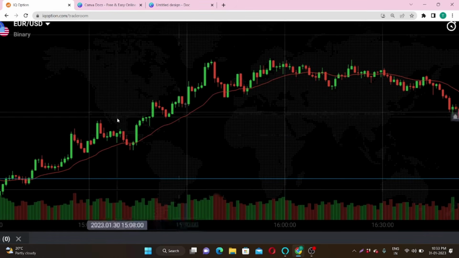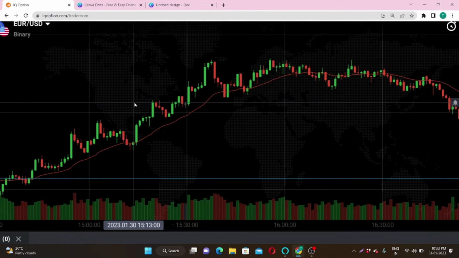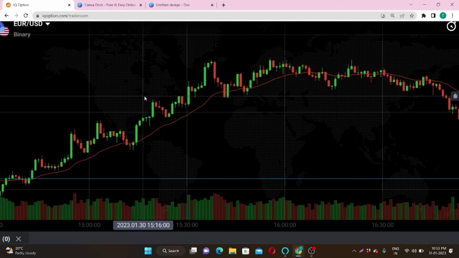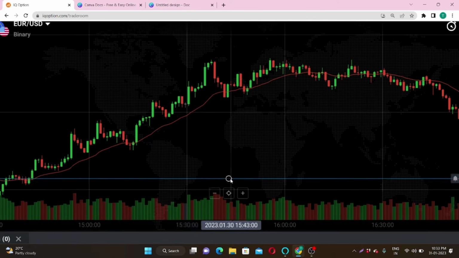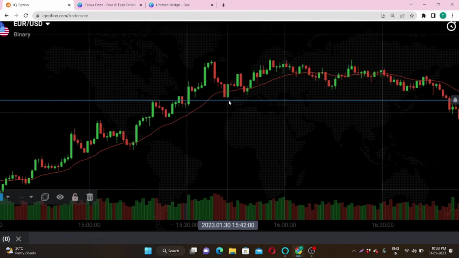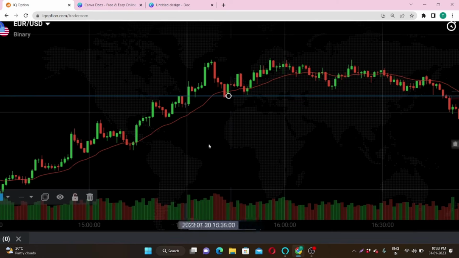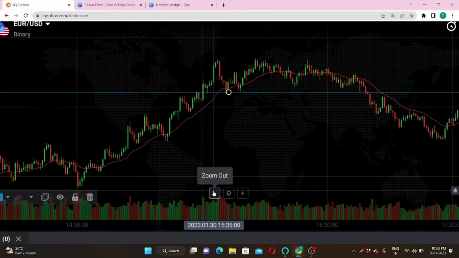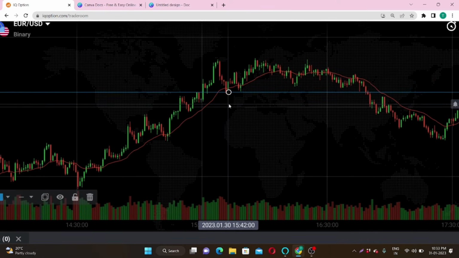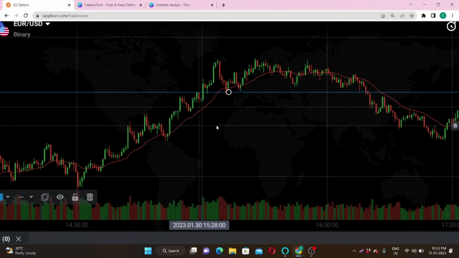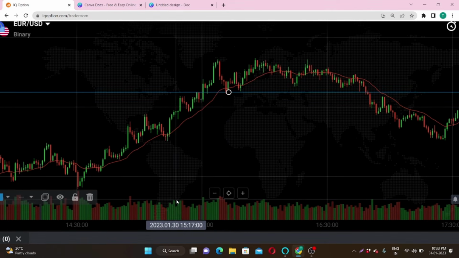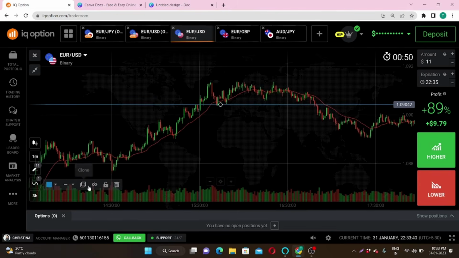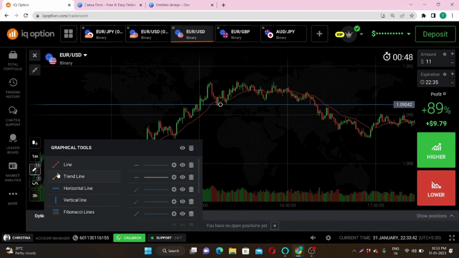So support becomes a resistance. I'm searching for that. Okay, this is a support become resistance. Let me check whether it is support become resistance. Yes, it is support become resistance, maybe or maybe not, but okay, let's join this market over here.